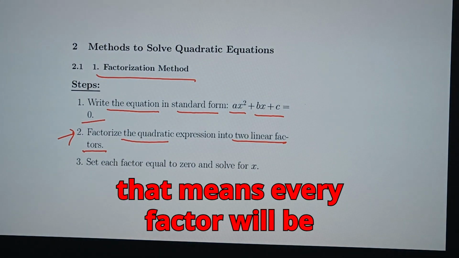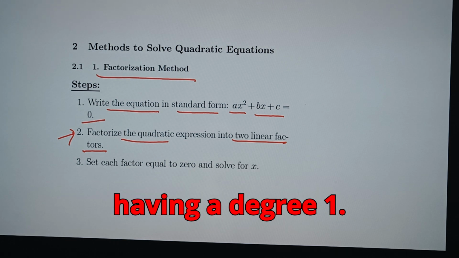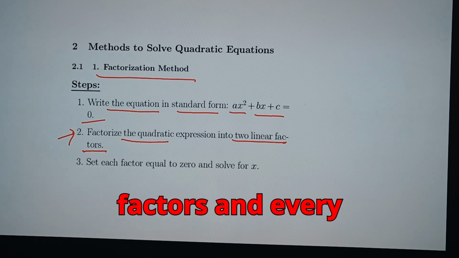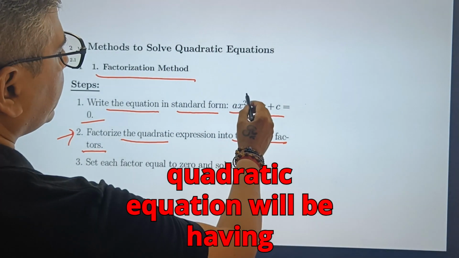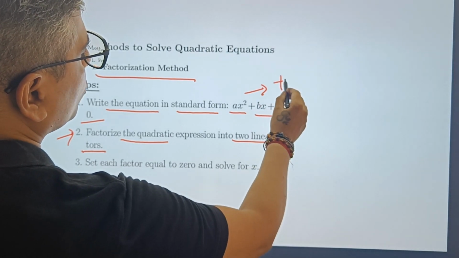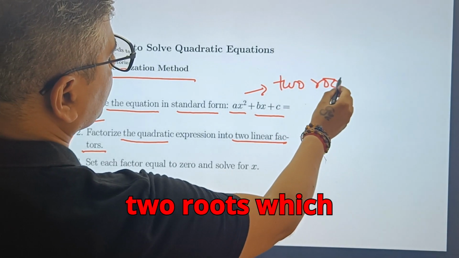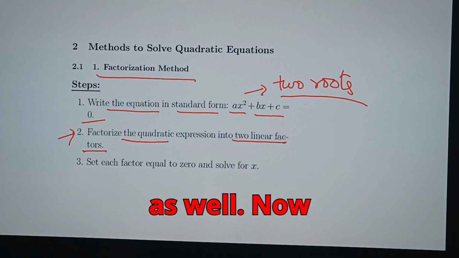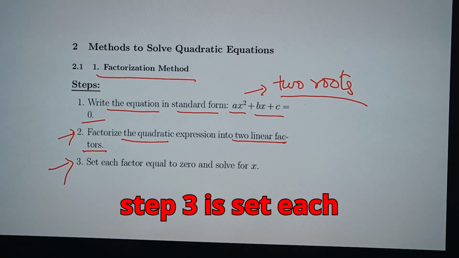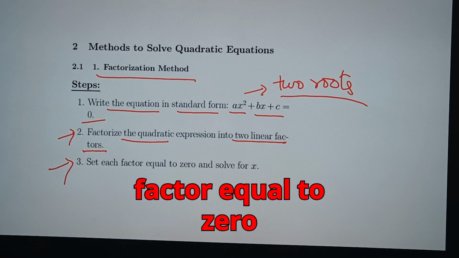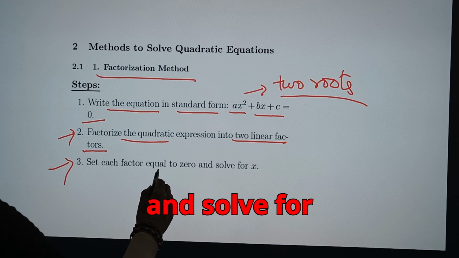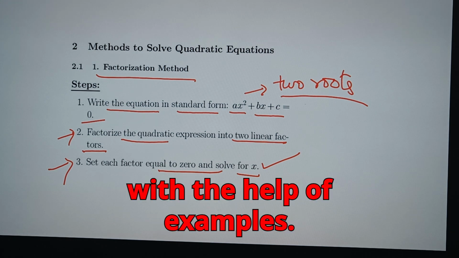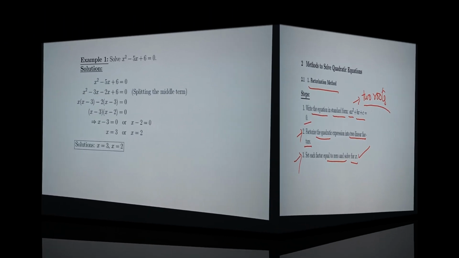That means every factor will have degree 1. So there will be two linear factors, and every quadratic equation will have two roots, which we are going to discuss later as well. Now step 3 is to set each factor equal to 0 and solve for x. Now let's understand with the help of examples.